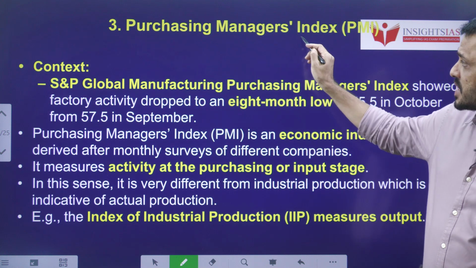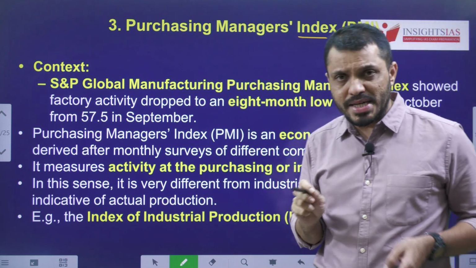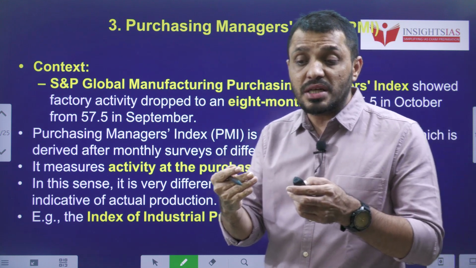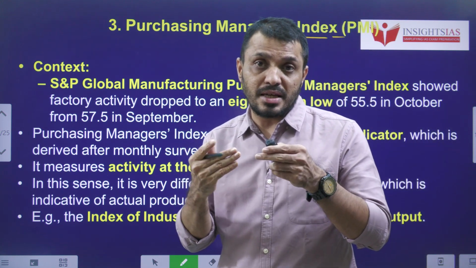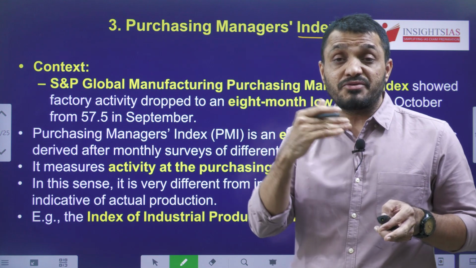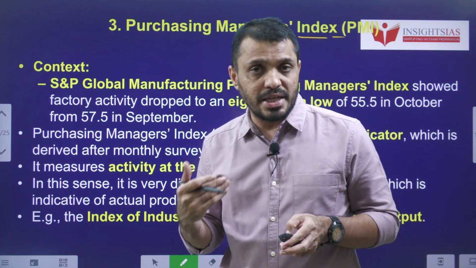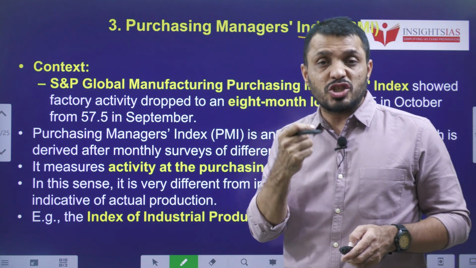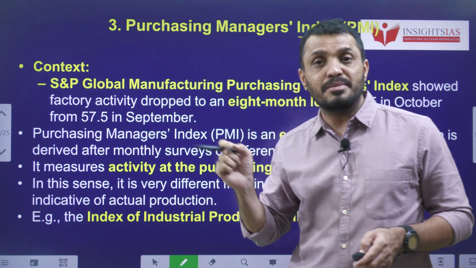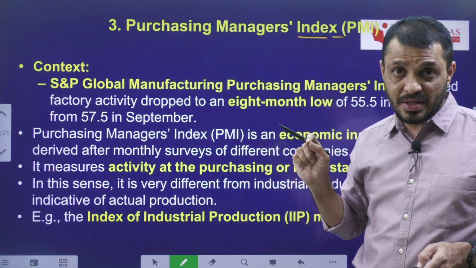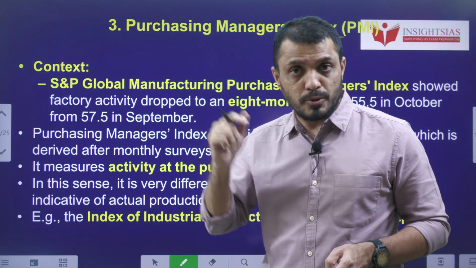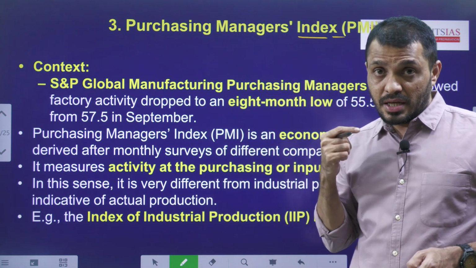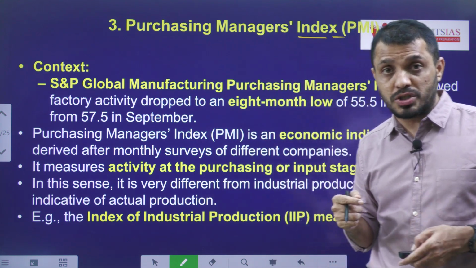Third one, Purchasing Managers Index. You know students, the Purchasing Managers Index measures the purchasing frequency or the purchasing phenomena in the industries. In the industries, they have to purchase the raw material. That raw material purchasing behavior will be indicated by the Purchasing Managers Index. It is not about the total output. The total output will be given by the industrial index or industrial output.